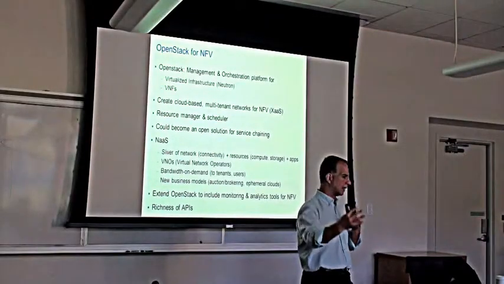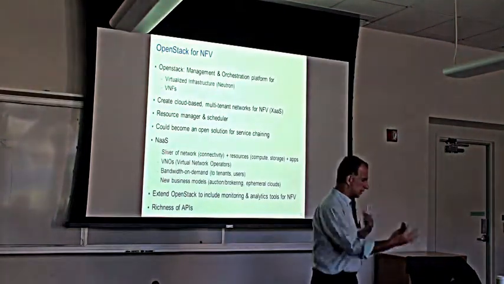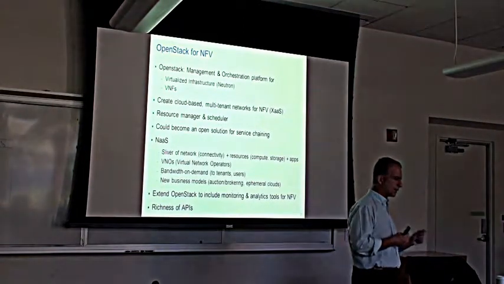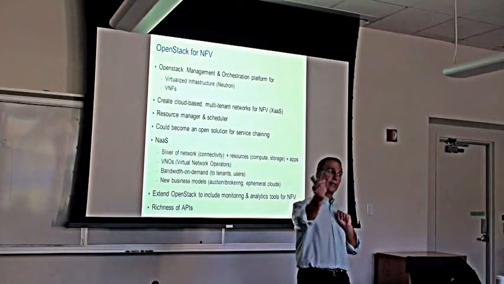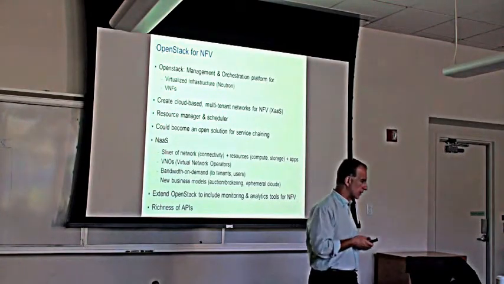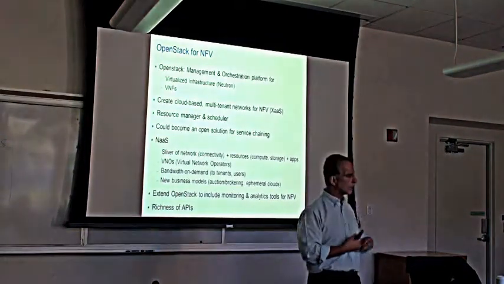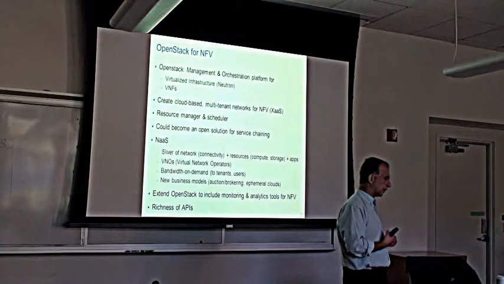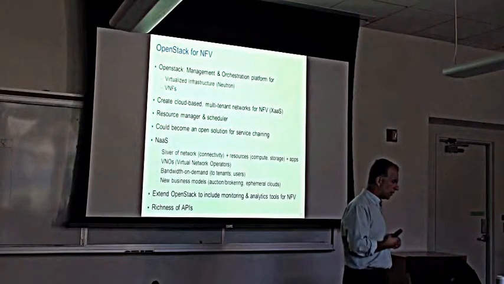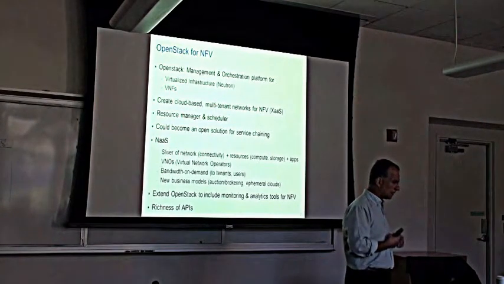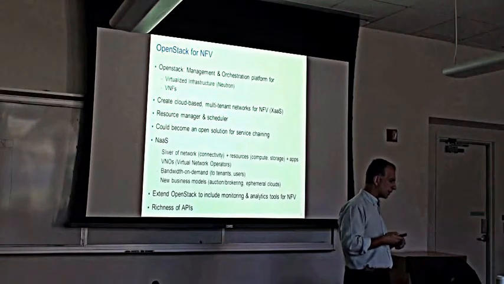From the previous picture, OpenStack fits into two areas. One is where it is used for managing the virtualized infrastructure, which is exactly what happens today. But I think there's also a huge potential for OpenStack to play a role in managing and orchestrating the VNFs themselves, the virtual network functions. And actually, there was a summit last week in Atlanta, and they started talking about NFV in the context of OpenStack. Again, it can be extremely important in setting up those multi-tenant networks for NFV, resource management and scheduling.